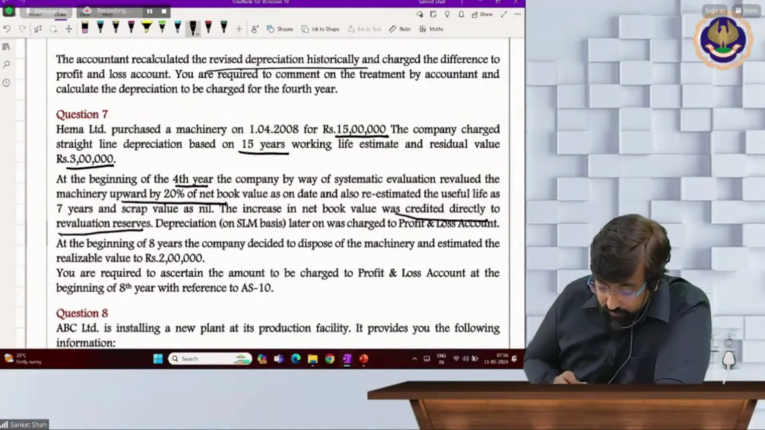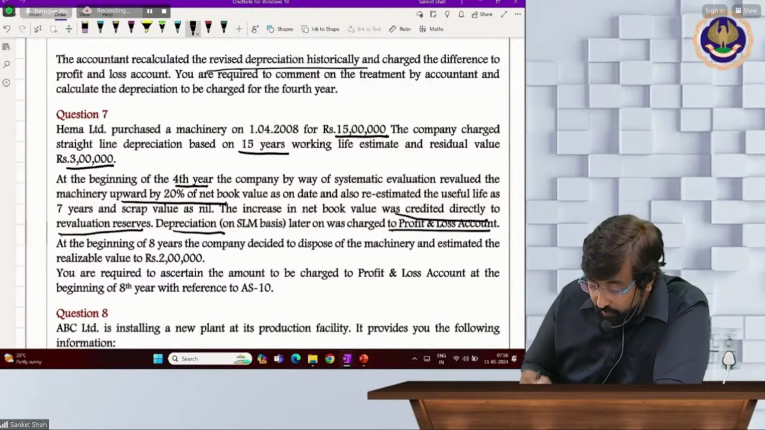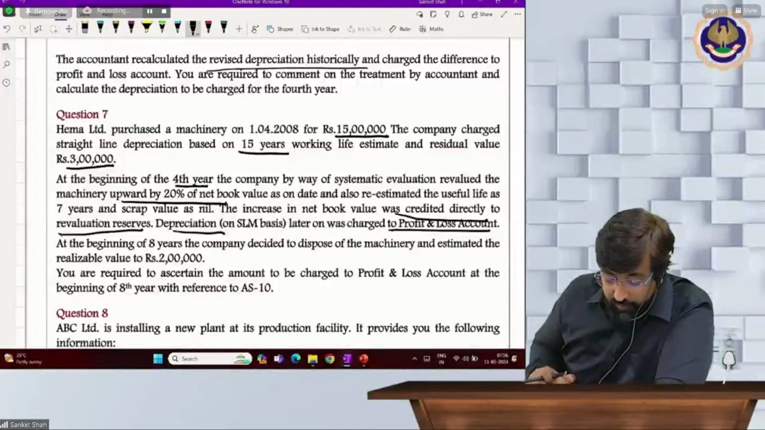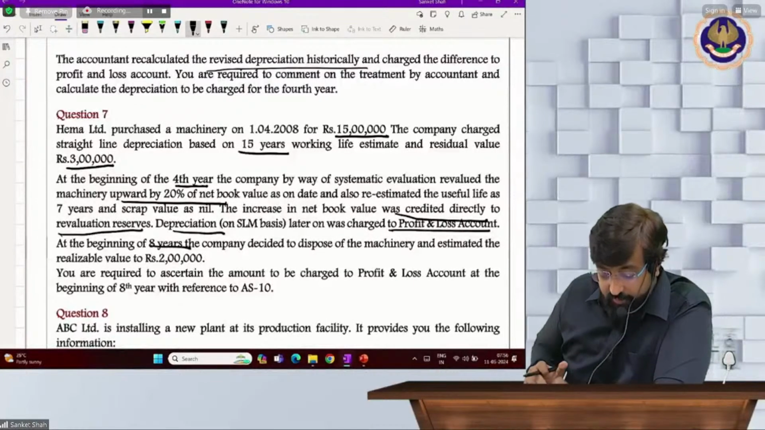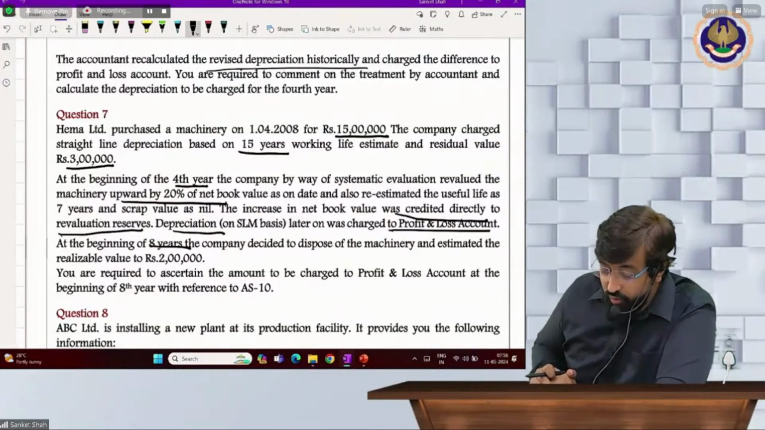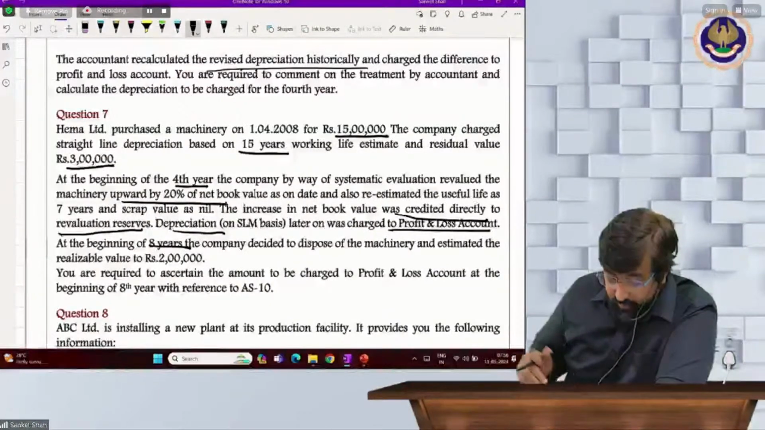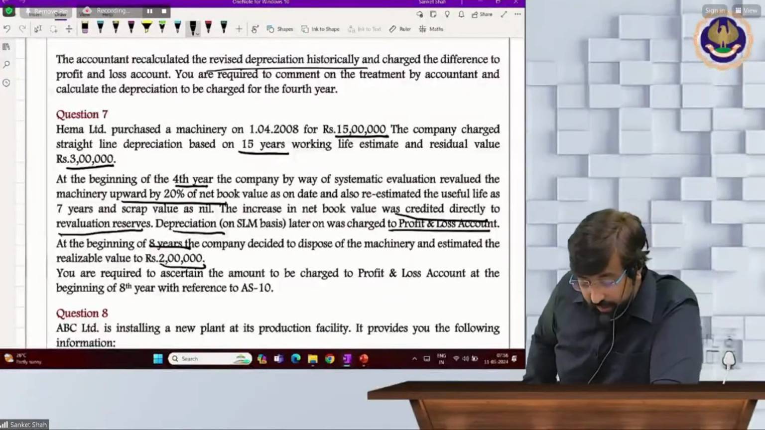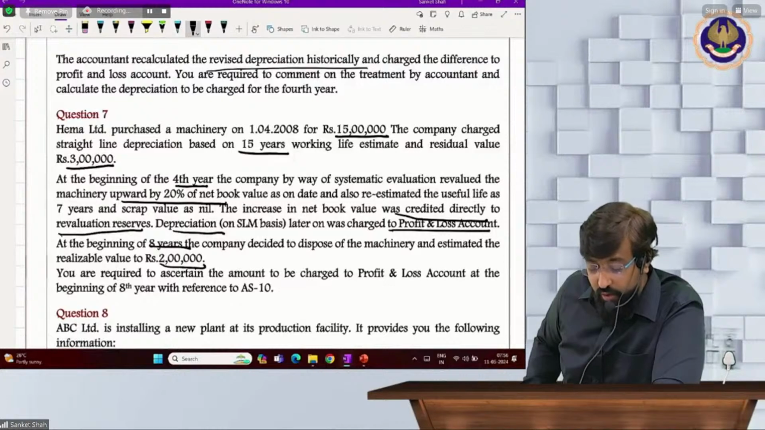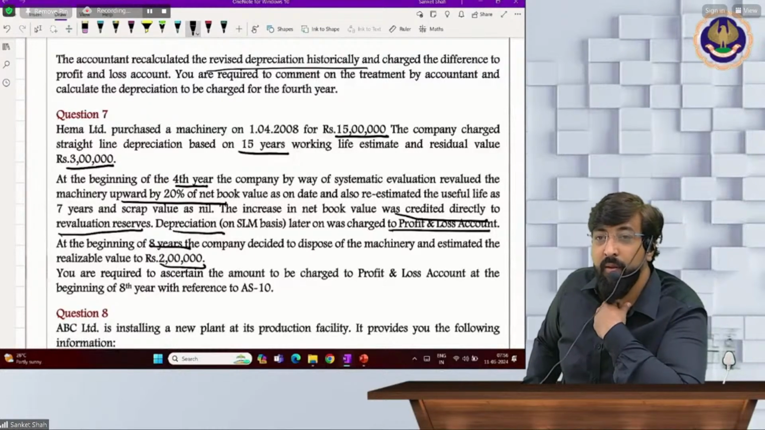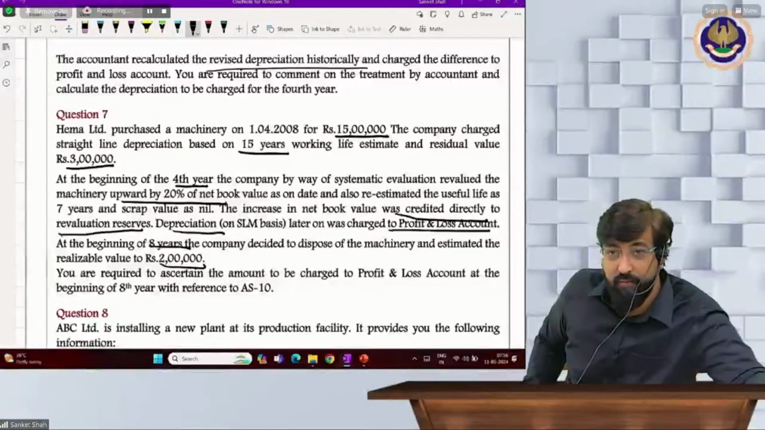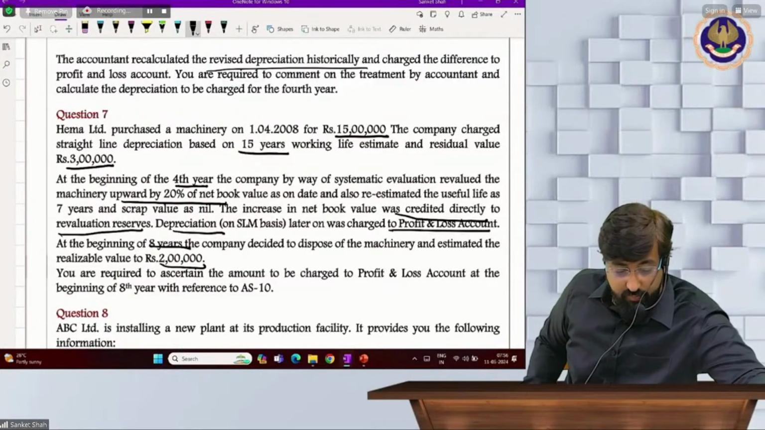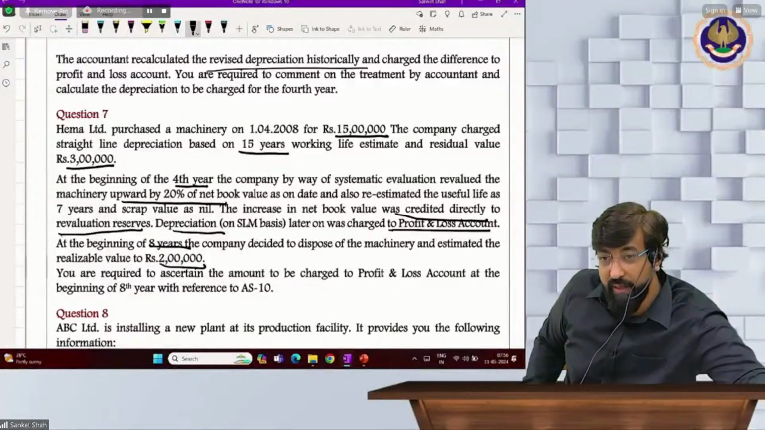Okay. Depreciation charged to P&L. At the beginning of the 8th year, the company decided to dispose of the machine and got 2 lakh rupees. Calculate the amount charged to profit and loss. Yes, do it properly. It's very simple. Yes, beta, please do all these calculations at least on the page.